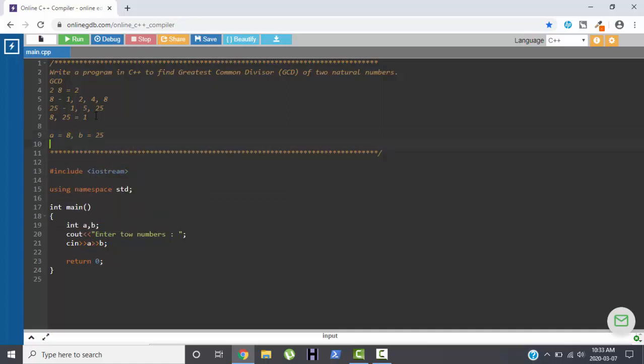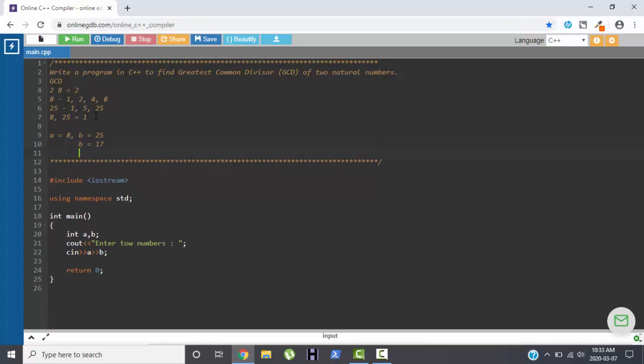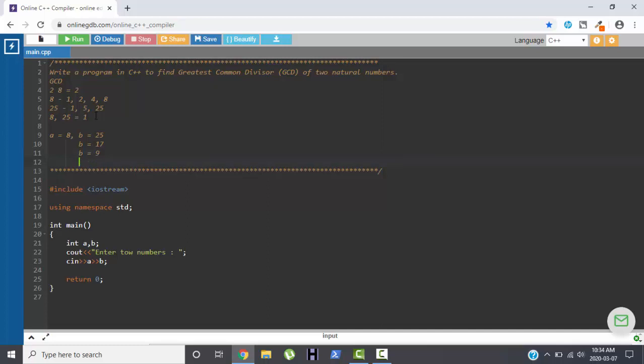So I'll be comparing if A is greater than B. A is not greater than B. In this case, I'll be subtracting 8 from 25 and storing the answer in B. So the value of B will become 25 minus 8, that is 17. Then again I will be checking whether A and B, which one is greater. Again B is greater, so I will be subtracting A from B, that is 17 minus 8, that is 9. Again B is greater, so again I will be subtracting, 9 minus 8, that is 1.